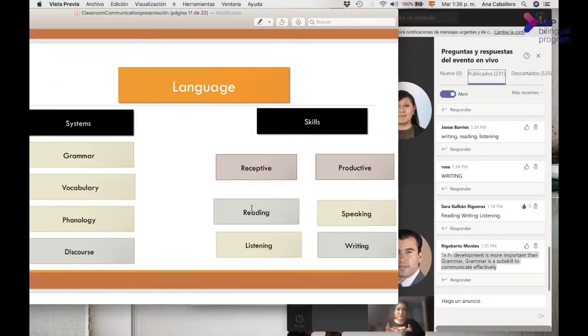Because what happens is that if you don't know the correct grammar, you may not get the right message across. Or if you don't know the correct vocabulary, people will not understand you. Or if you're writing a text, but you don't know the stylistic features of a text, well, you may be seen as informal or an uneducated person, and we are educating students for the future.